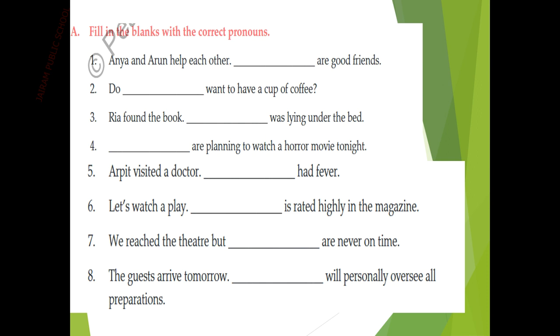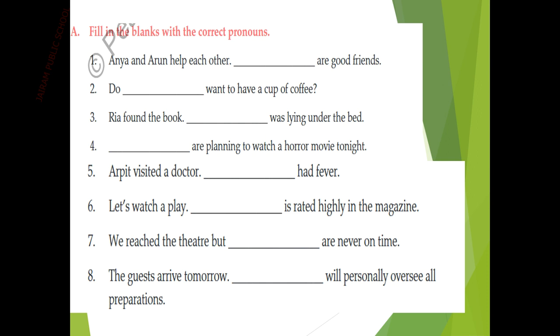Number 4. Dash are planning to watch a horror movie tonight. Here you should ask a question, who are planning to watch a horror movie tonight? So they refers to the plural form. So you should use the first person plural form, which is we, or else they. We are planning to watch a horror movie tonight, or else they are planning to watch a horror movie tonight.